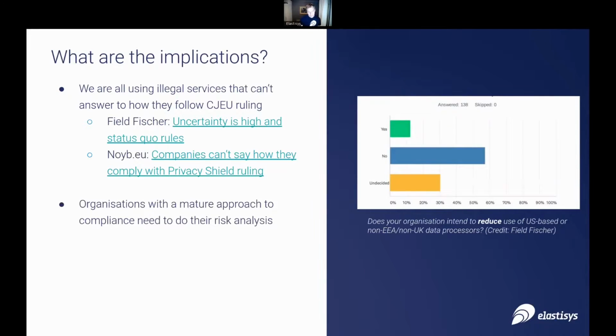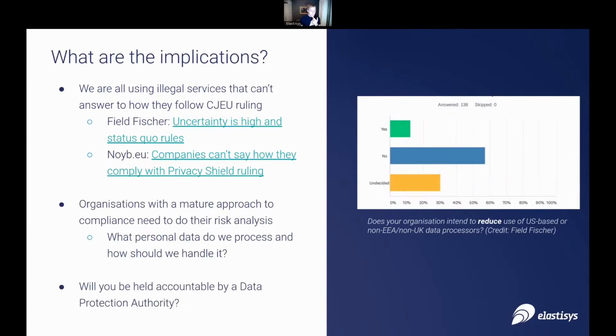I think the big takeaway here is that if you are an organization with a mature approach to compliance, where compliance is important to you, you need to do your risk analysis and think about what data you process and in what way you should handle it. I think that is the big takeaway. The question is basically, will you somehow be held accountable for not following GDPR? And depending on the industry you're in, I would say that this is very unlikely at the moment.